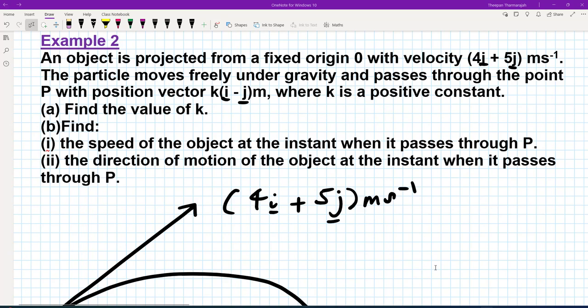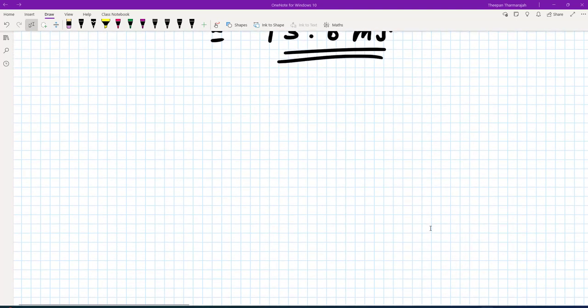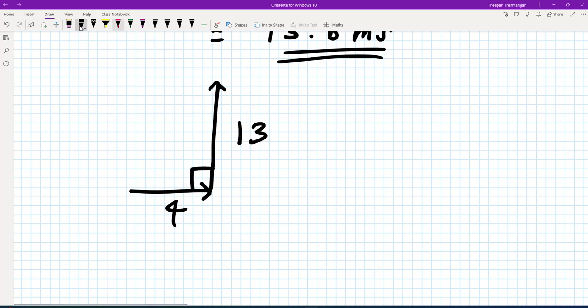Then the next part says find the direction of motion of the object at the instant when it passes through P. So this is exactly the same as the previous example. We know that vy was 13 and vx was 4. So we've got 4 going this way, and vy forms a right angle triangle here. So let's draw our right angle properly. That's 13. And we're interested in this angle here. So that's theta.